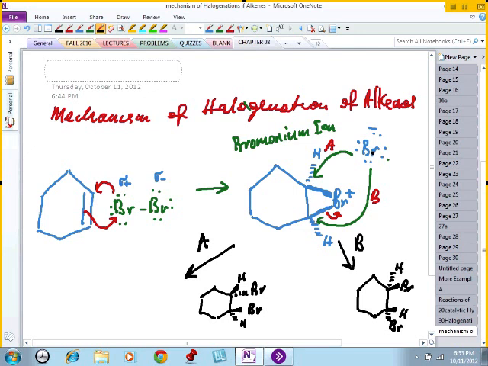Also, another thing that you need to be aware of, if you look at these two molecules here, attack from here, say this is A, and this is B. Both of those are mirror images of each other, and they do not superimpose on each other. Okay? So what do you call those two, A and B? Enantiomers. These are enantiomers.